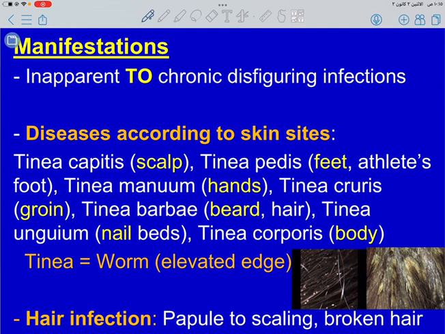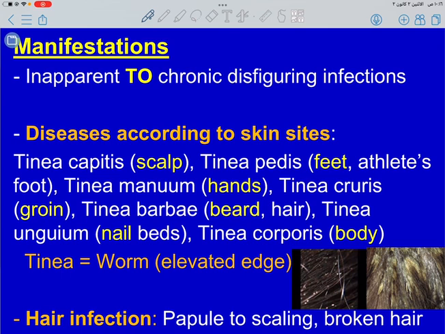Tinea manuum, hands. Tinea cruris, at the groin. Tinea barbae, اللحية. Tinea unguium, nail. And Tinea corporis, in the body, generally in the body. Please, these names, you have to be familiar with them. If we ask Tinea pedis, you should know it, the foot. Tinea barbae, it means the beard.